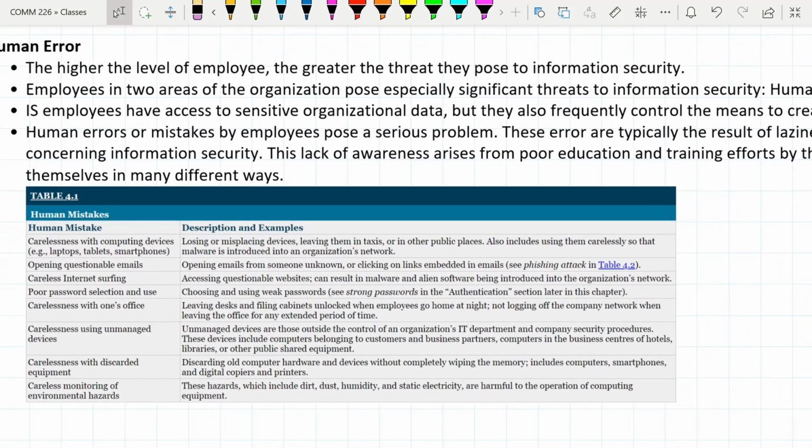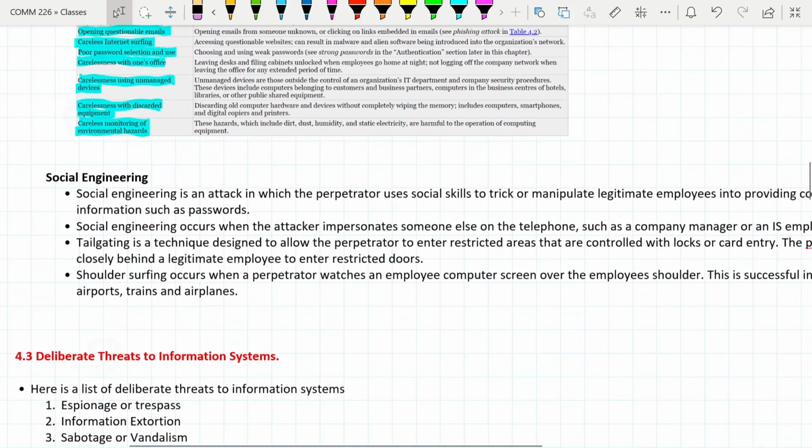I won't go through this since it's pretty long, but here you have the carelessness with computing devices, opening questionable emails, careless internet surfing, poor password selection and use, carelessness with one's office, carelessness using unmanaged devices, carelessness with discarded equipment, and then careless monitoring of environmental hazards. So you guys can read the descriptions, just pause it right now. And yeah. So social engineering.